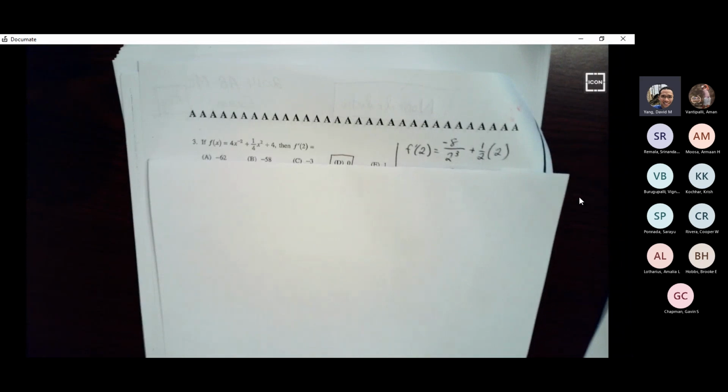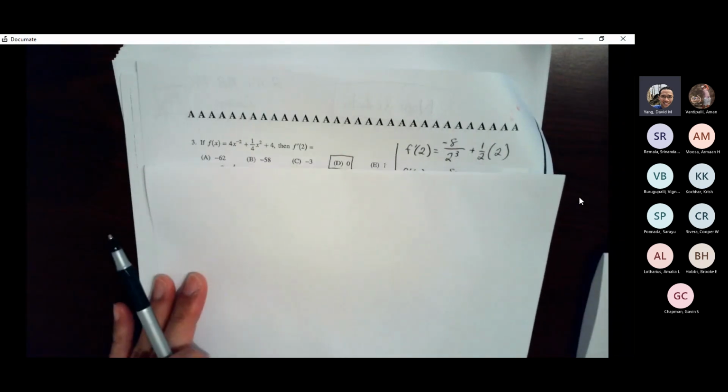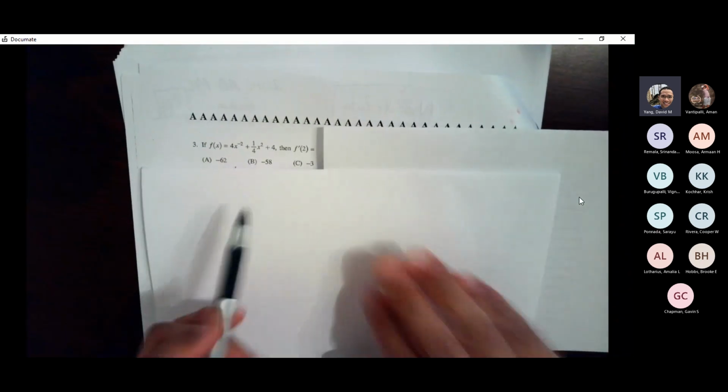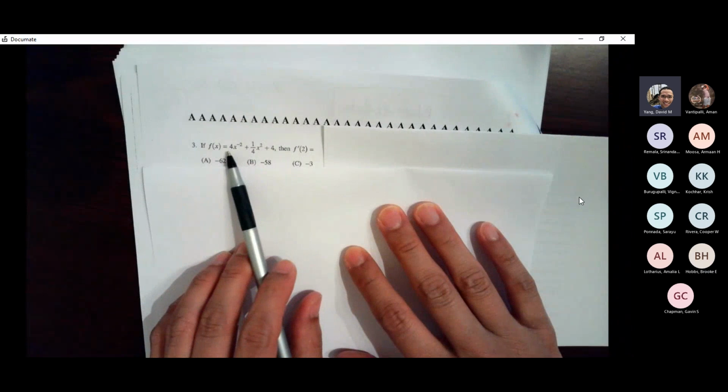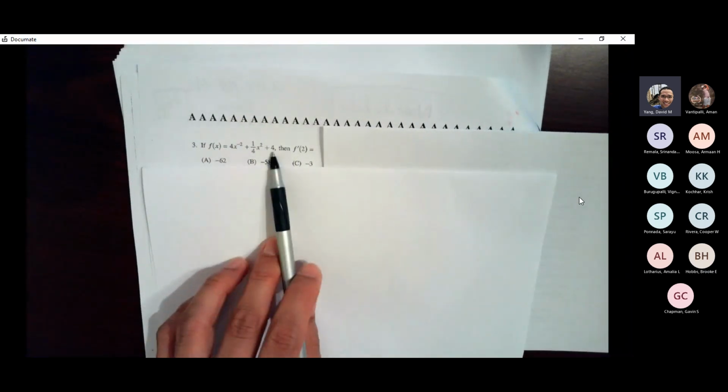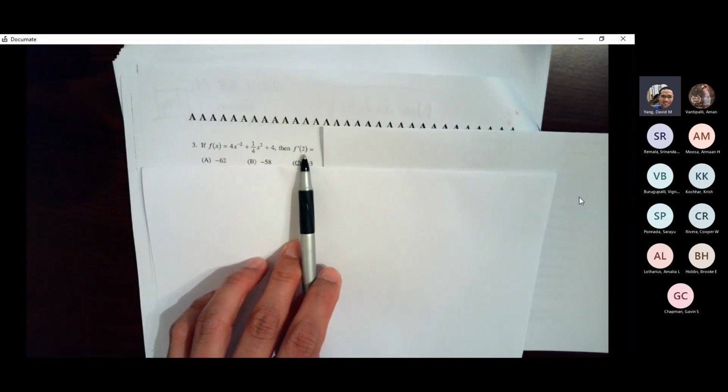Okay, so number 3, our function is 4x to the negative 2 plus 1/4 x squared plus 4. Find f prime of 2. So this is also pretty straightforward. Every term is set up nicely for power rule. So we just go through power rule and then evaluate the derivative at 2.